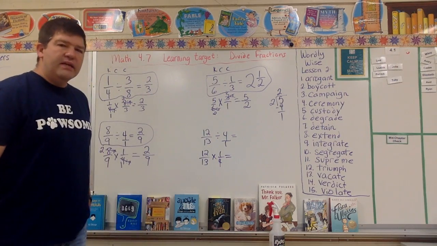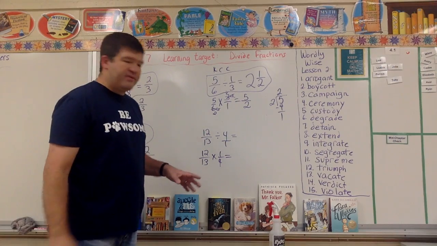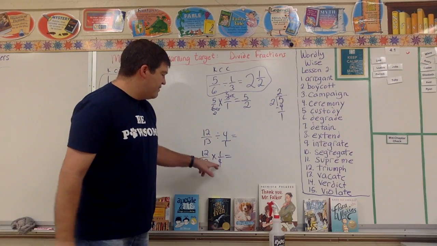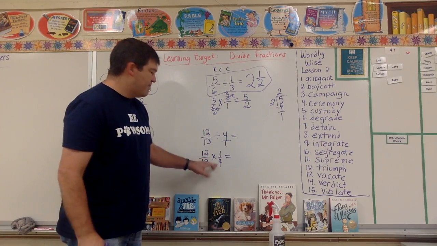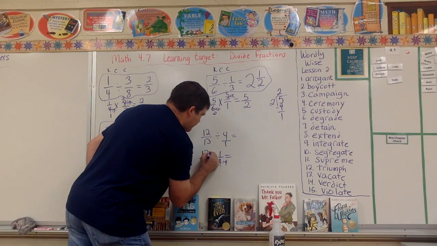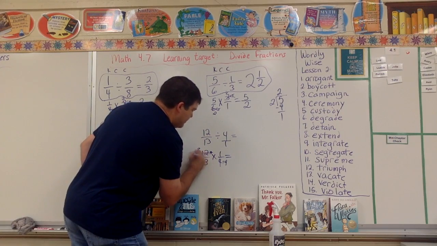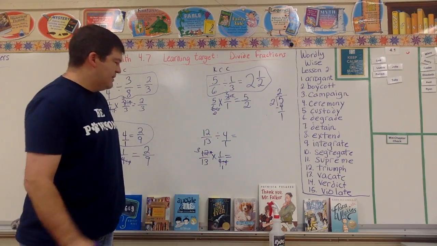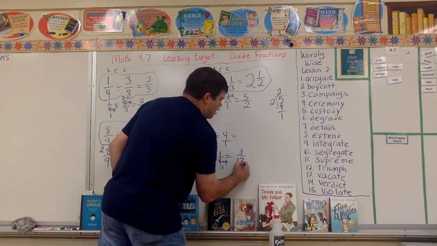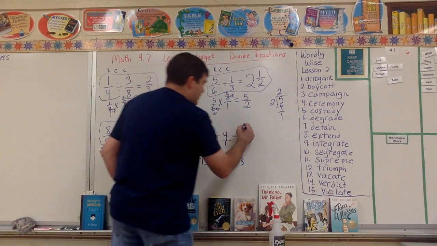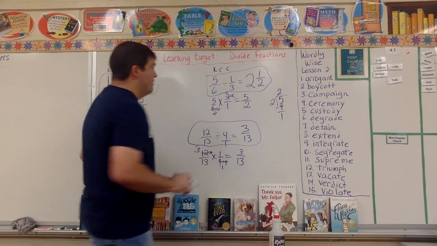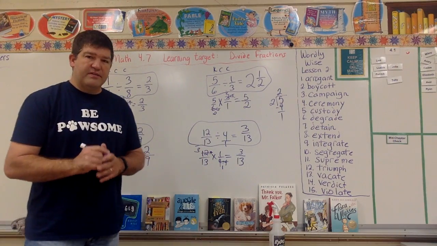Okay? Now I see that 12 and 13 can't be simplified, 1 and 4 can't be simplified, 1 and 13 can't be, but this 12 and this 4, something on the top, something on the bottom, can be simplified. I'm going to divide each by 4. This now becomes 3. This becomes 1. Okay? 3 times 1 is 3. 13 times 1 is 13. 3 over 13. And that is my answer.